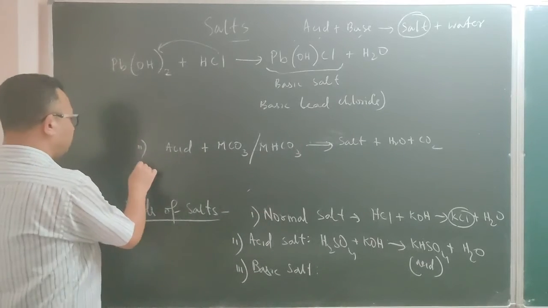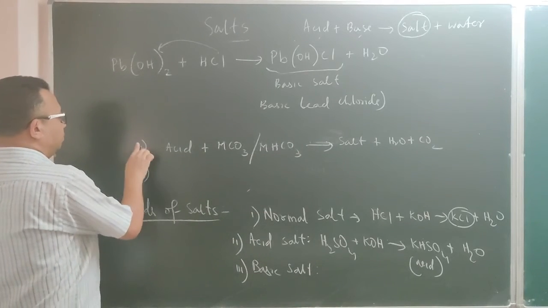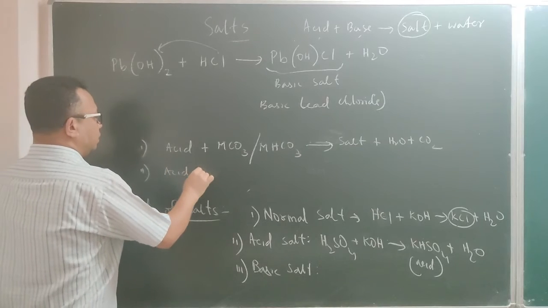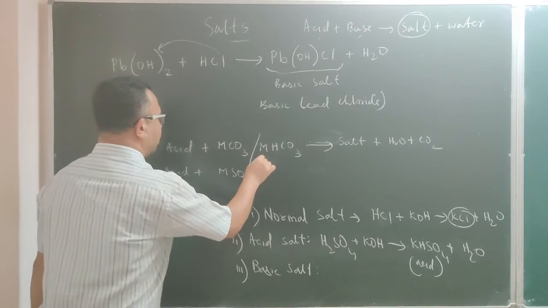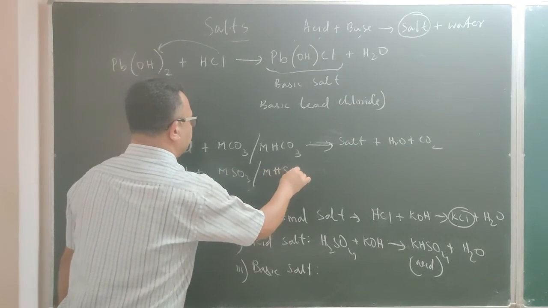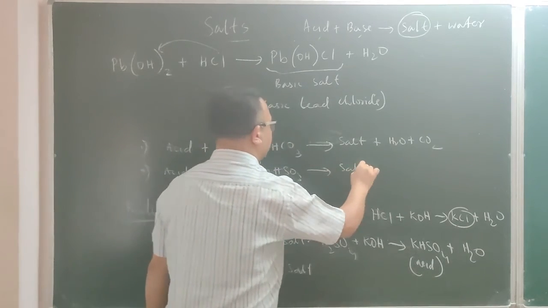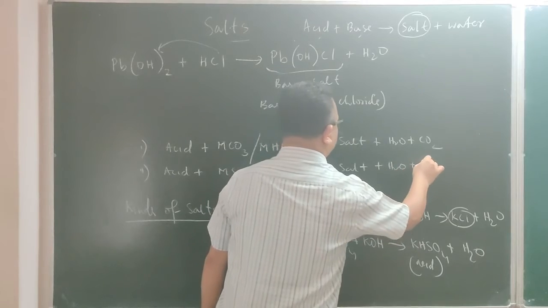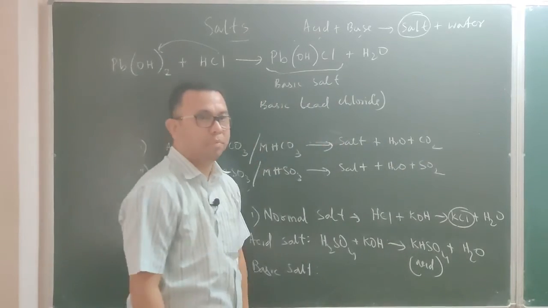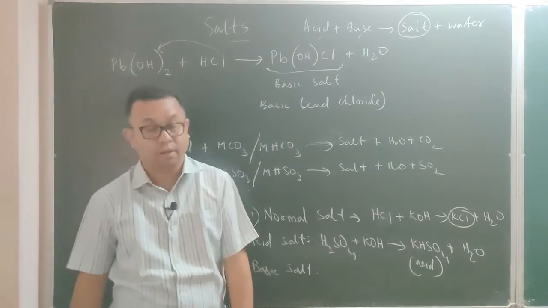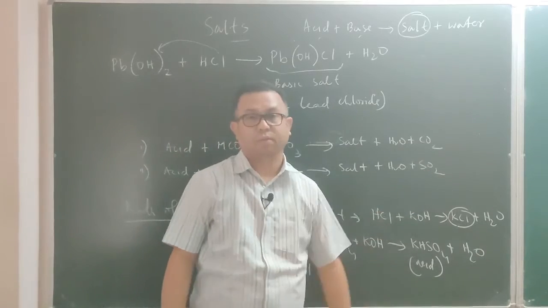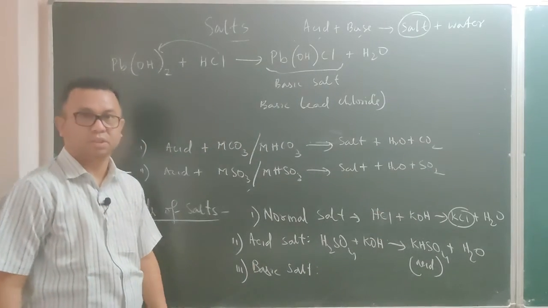Then the second one is if acid is reacted with a metallic sulfite or a metallic bisulfite. If it is carbonate, it gives carbon dioxide. If it is sulfite, it will give you a salt, water, and sulfur dioxide. If you remember, carbon dioxide is tested with lime water, which turns milky. Sulfur dioxide turns potassium dichromate solution green.